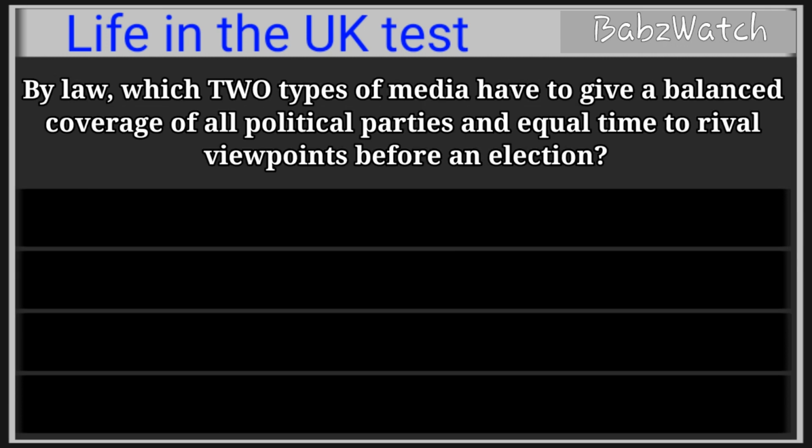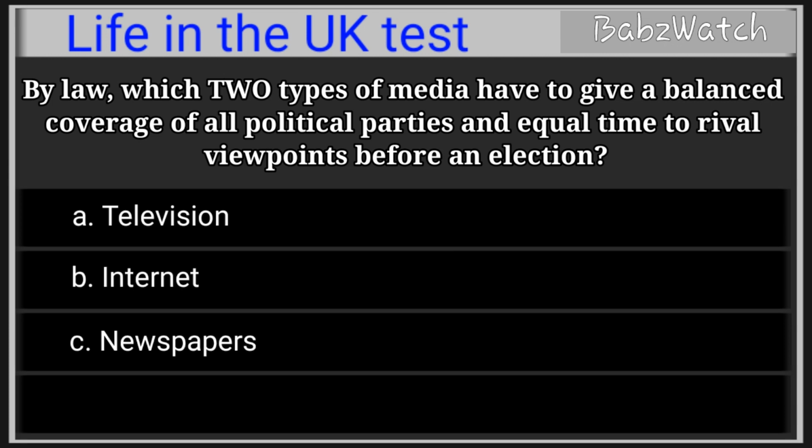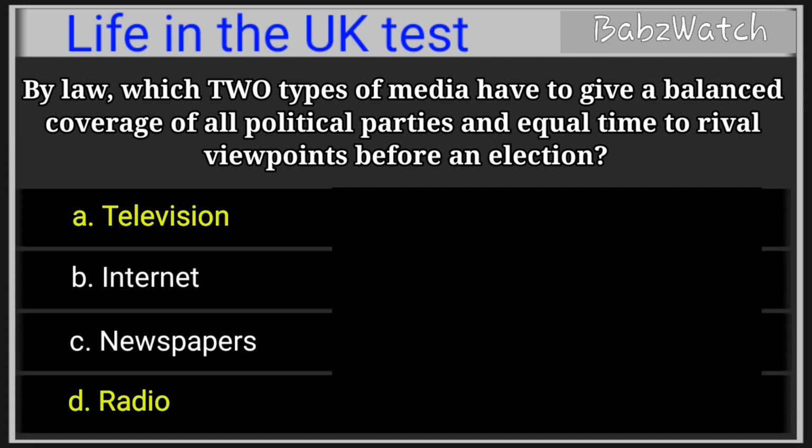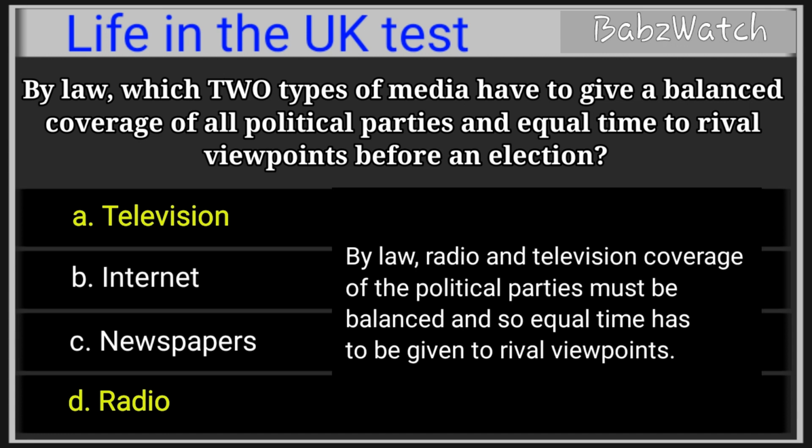Life in the UK test. Question 5 of 24. By law, which two types of media have to give balanced coverage of all political parties and equal time to rival viewpoints before an election? A. Television. B. Internet. C. Newspapers. D. Radio. The correct answers are A. Television. D. Radio. By law, radio and television coverage of the political parties must be balanced, and so equal time has to be given to rival viewpoints.